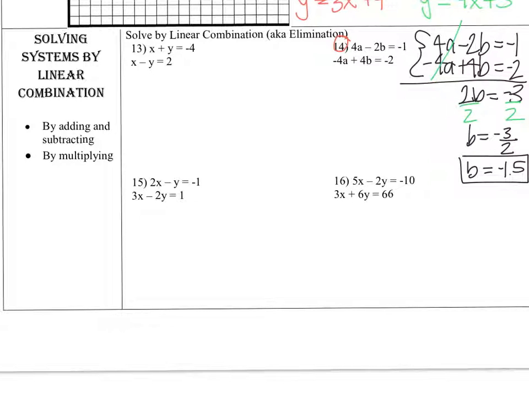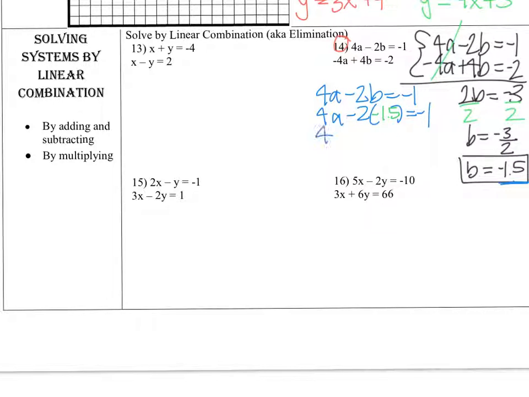By plugging b into either of those equations. You could choose the first one, you could choose the second one. I choose the first one. So the first equation is 4a minus 2b equals negative 1. What I'm going to do is replace this b value into this equation. So negative 2 times b equals negative 1. So I'm going to put in negative 1.5.